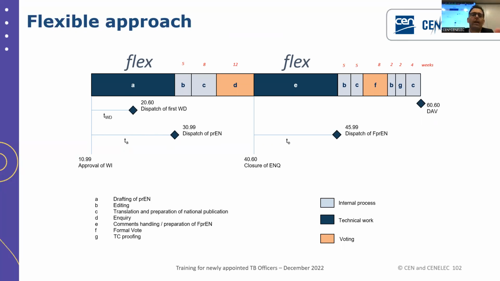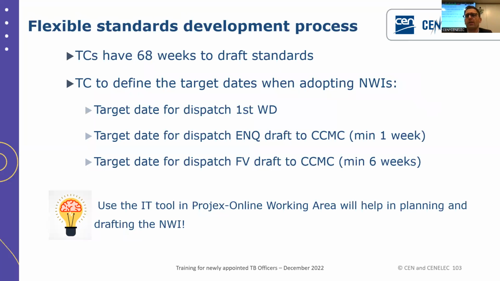So in theory, you could have stage A of 1 week, because you have worked on the standard under the preliminary work item stage, for example, and then the work item is approved. You have 1 week basically to deal with the submission of the document to CCMC, and then you would have 67 weeks after the closure of the inquiry, if you wish. So it's really to give you the possibility and the flexibility to choose how much time you need for the different stages. And as I said, 68 weeks in total, which is exactly the same as the previous system.